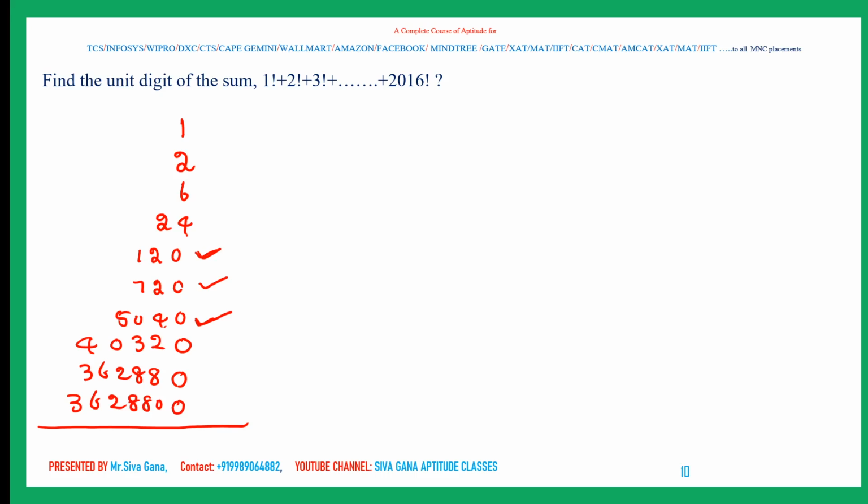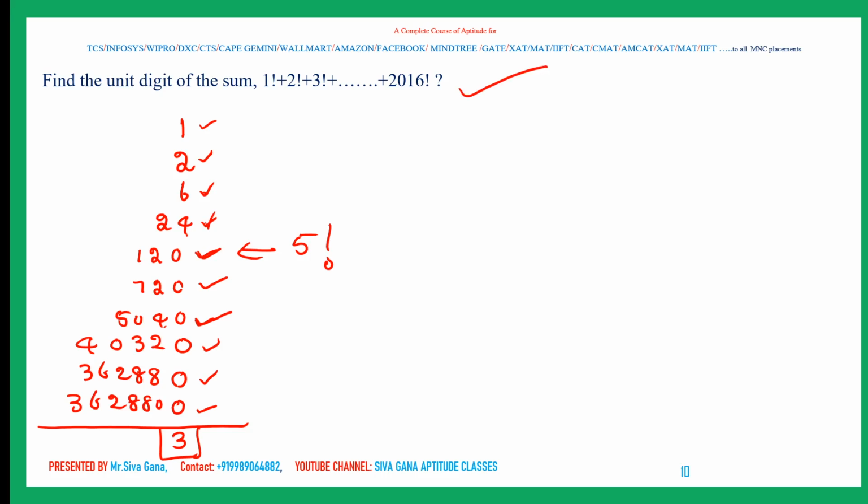So based on that, 0 plus 0 plus 0 plus 0 plus 0, 4 plus 6 is 10, 10 plus 2 is 12, plus 1, 13. Unit digit is 3. That is the answer for this question. The simple idea is from 5 factorial onwards, all the unit digits are 0. Right? So 0 plus 0 plus 0 plus 0 plus 0 up to 5 factorial is 0. 4 plus 6, 10, 10 plus 3, 13. 13, unit digit is 3.